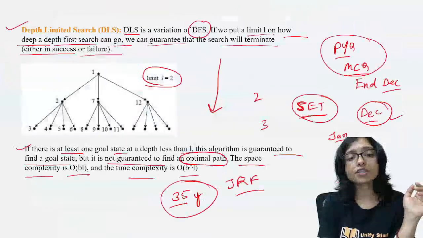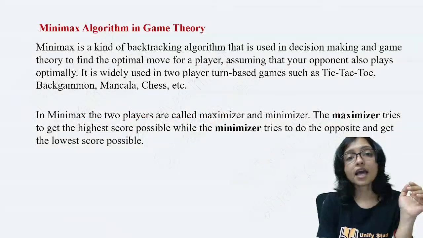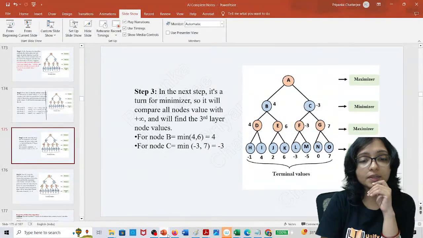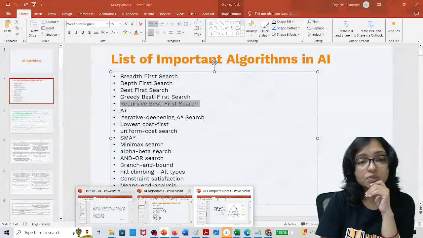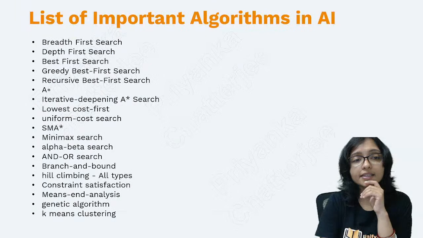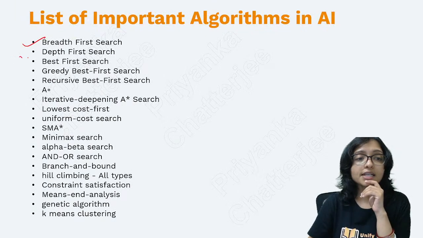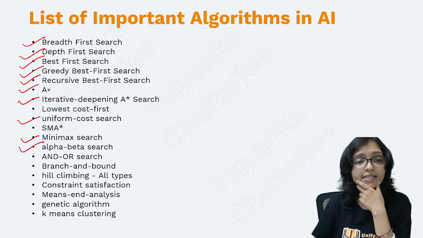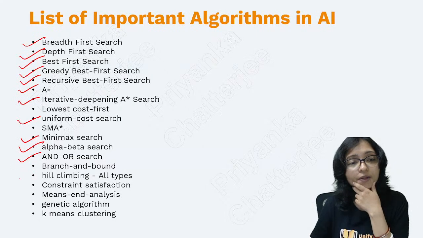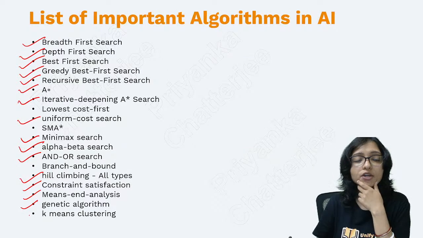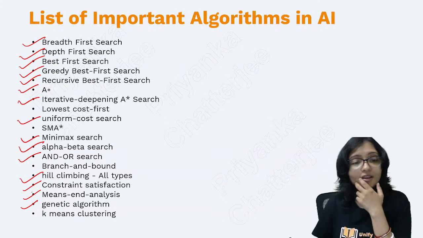Yes, now all these questions whatever we did yesterday, I am showing you those questions again, and now all these questions will be easy for you. This was the question, and most of the algorithms we already covered here. You can see all the algorithms: breadth first search, depth first search, best first search, greedy, recursive, A star, iterative deepening search, uniform cost search, minimax, alpha beta, AND-OR search, hill climbing, constraint satisfaction I told yesterday, minimax also, genetic also. These are all done. Okay.